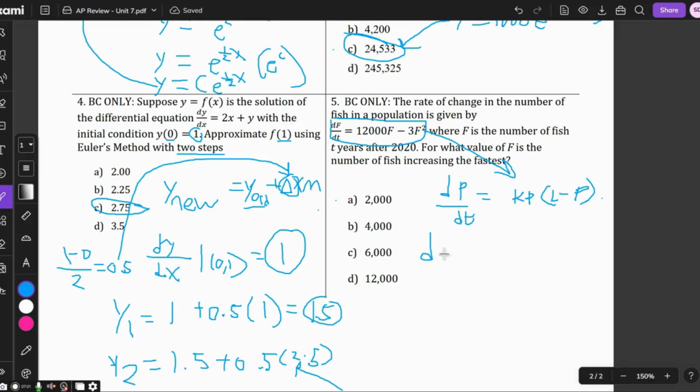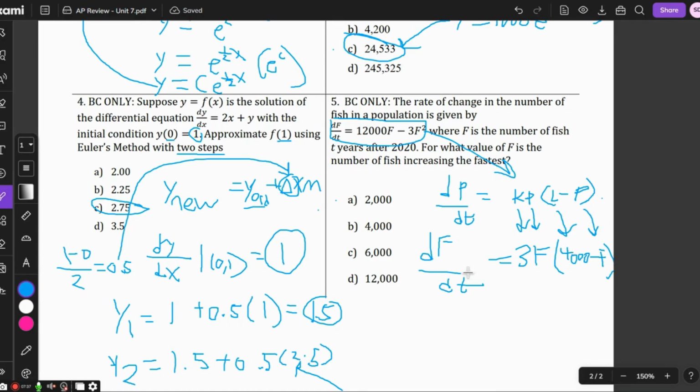What I would do is I would do df divided by dt equals, I'm just going to take out a common factor of 3f. So 3f right there, 4,000 minus f. So now we've rewritten it into a form that we can actually use. As we can see, we have our k value right there, p value right there, L value right there, and another p value right there.